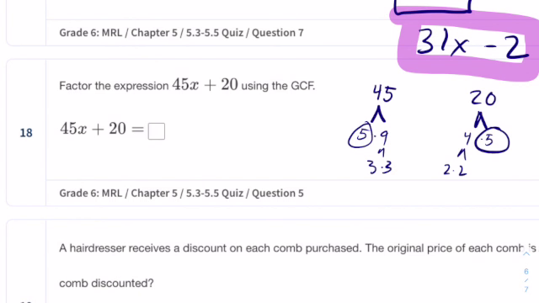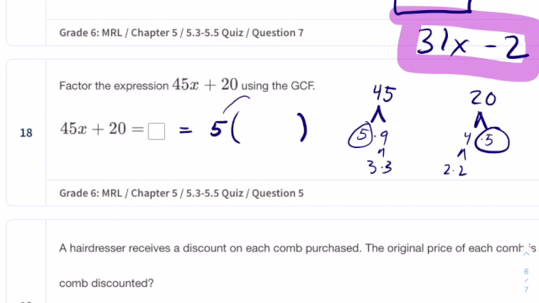So if I'm trying to think about how do I go backwards from the distributive property, I need some number on the outside of the parentheses that they both share. In this case, the number that they both have is the 5, so it goes on the outside of the parentheses. Now I need to think about, okay, what goes inside the parentheses.